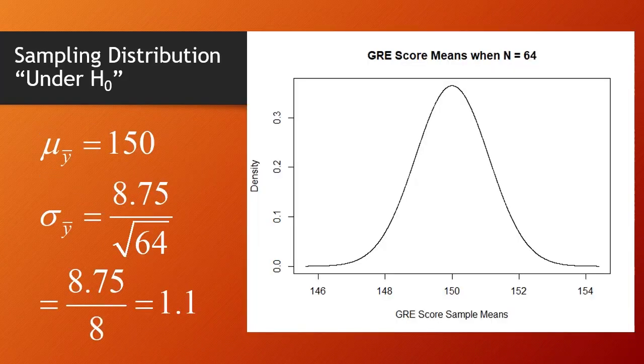So for our example, where we have 64 students, this is the way the sampling distribution would look. I have drawn here a distribution that has a mean of means of 150 and a standard deviation of means of, well, the original standard deviation of GRE scores, 8.75, divided by the square root of my sample size, 64. That gives me a standard deviation of means of 1.1, which is a whole lot less than the variability of the original scores, which had a standard deviation of 8.75.